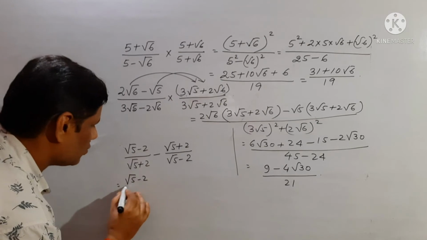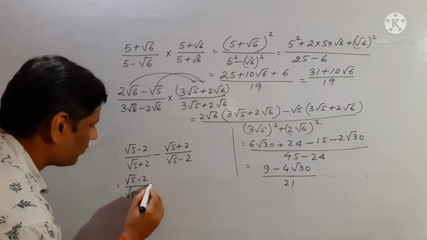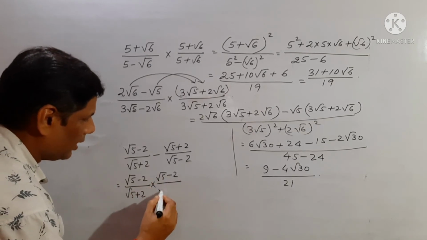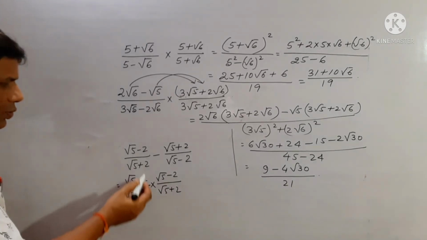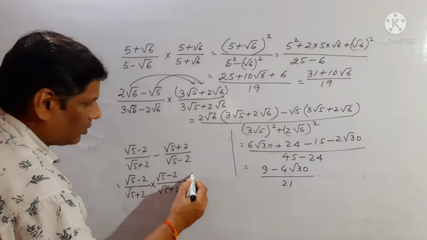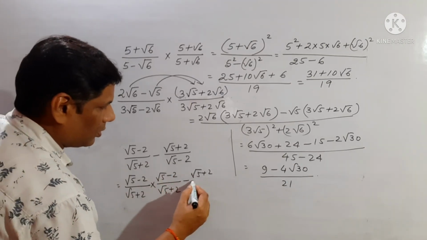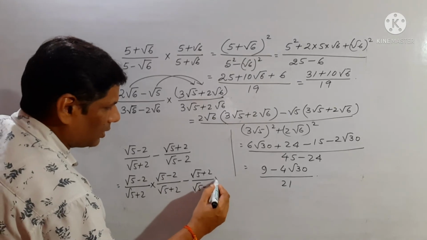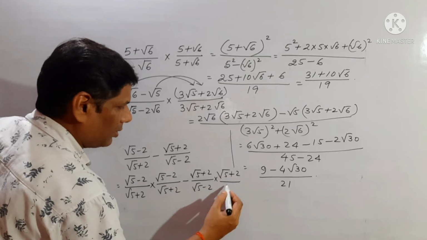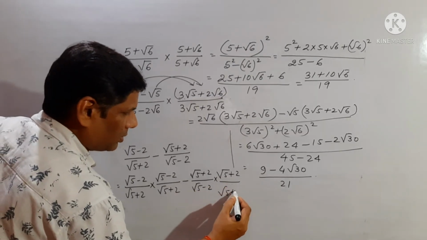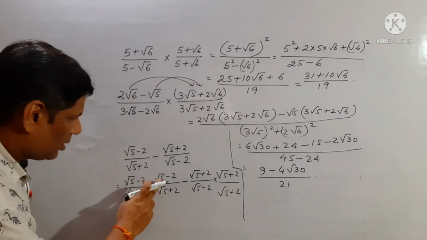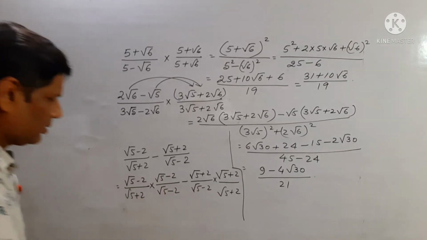Root 5 minus 2 by root 5 plus 2 into root 5 minus 2 by root 5 minus 2. So we have already rationalized this part. Now come to this part: root 5 plus 2 by root 5 minus 2 into root 5 plus 2 by root 5 plus 2. So now these two parts have become, here it will be minus, not plus.